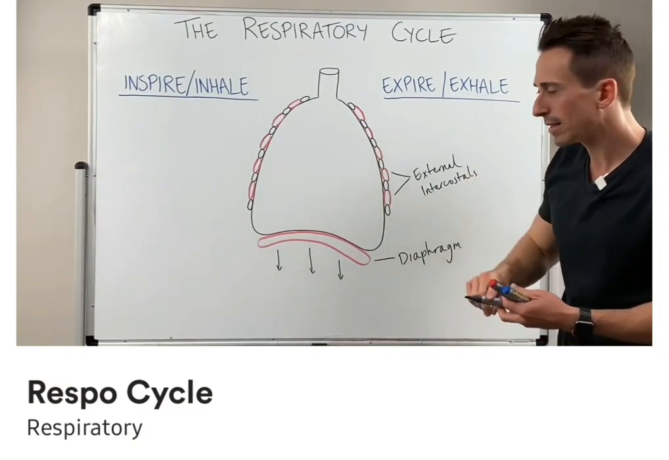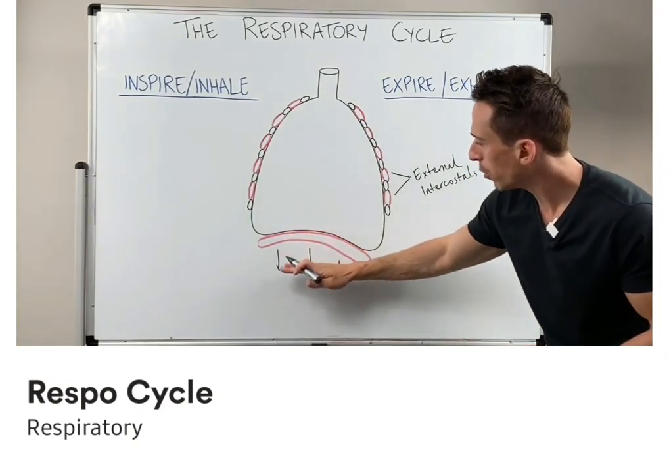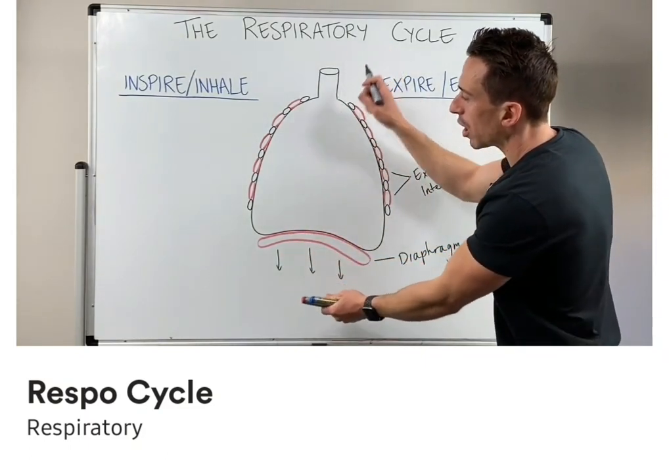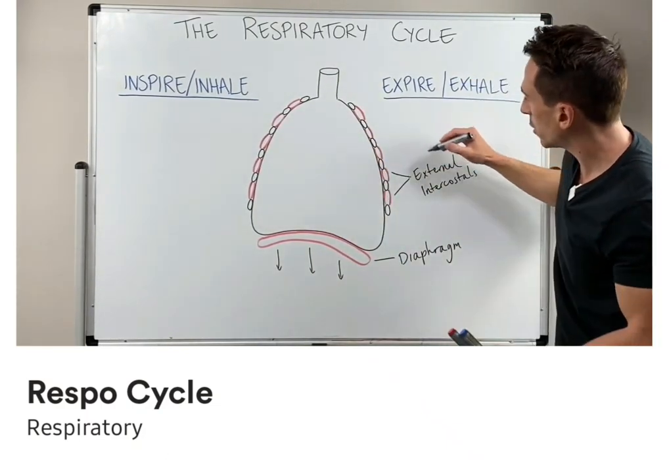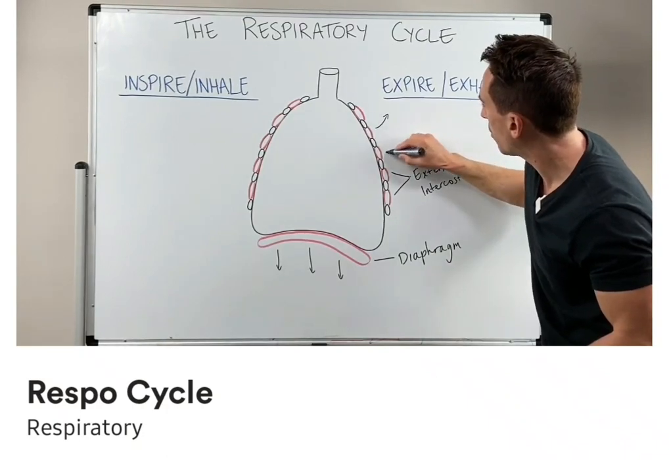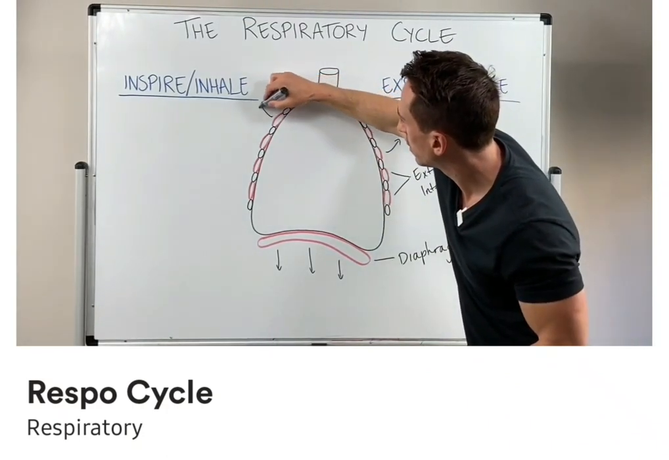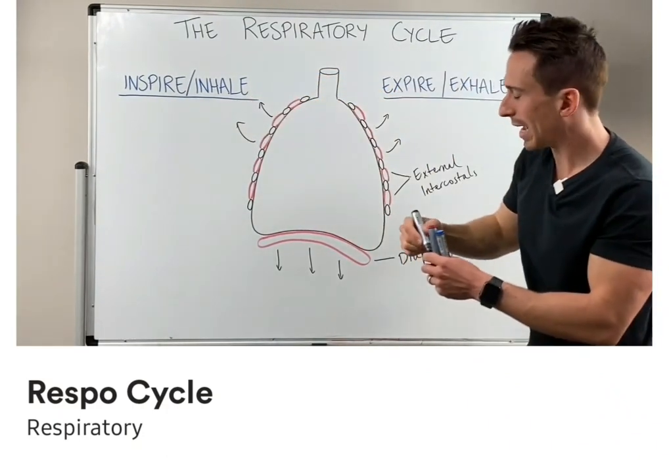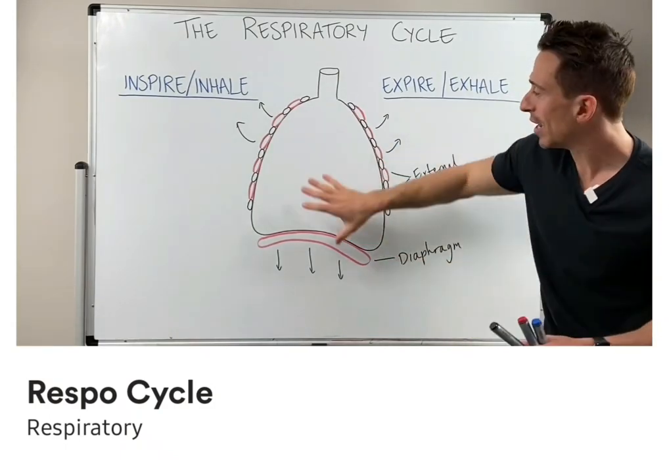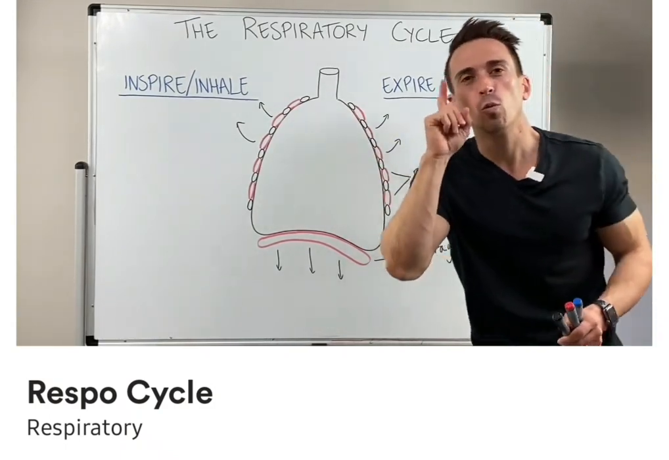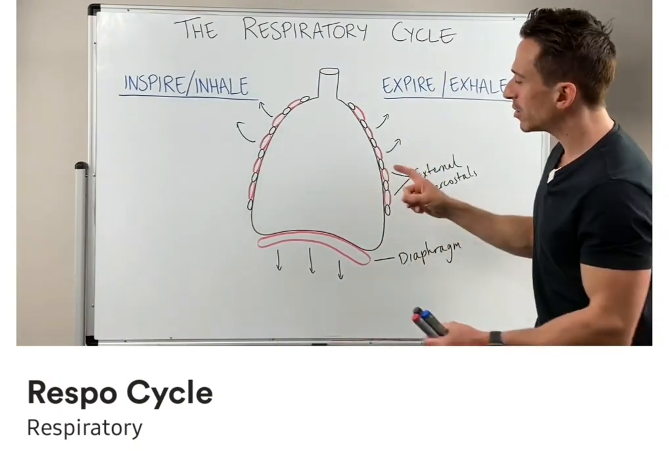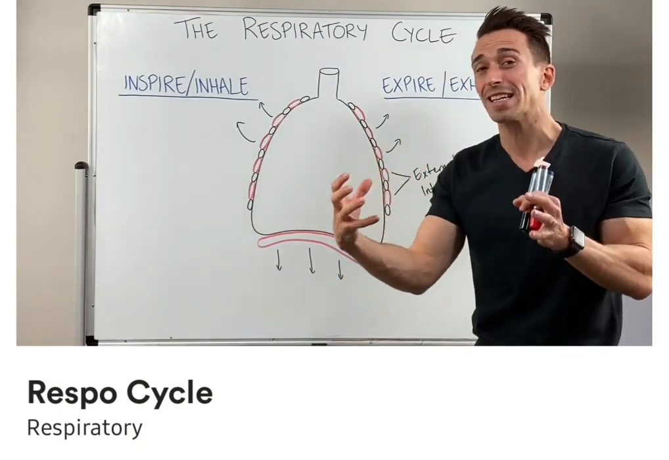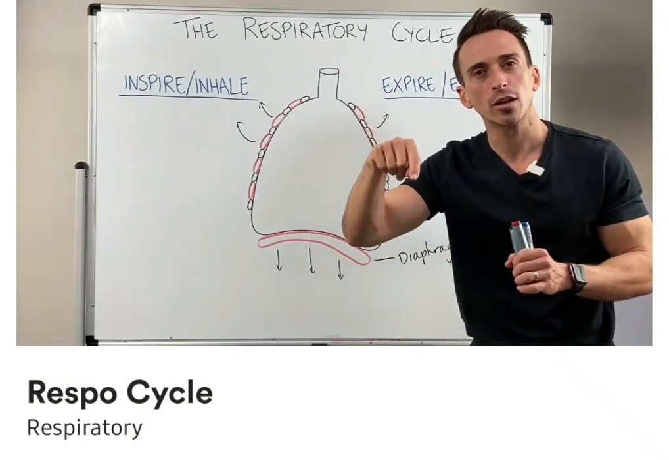So what happens is this: the diaphragm pulls down, increasing the size of the volume of this thoracic cavity. The external intercostals contract up and out. Again, increasing the size of this thoracic cavity. And what happens here is something really important. It's called Boyle's law. Anytime you increase the volume of a container, the pressure inside goes down.